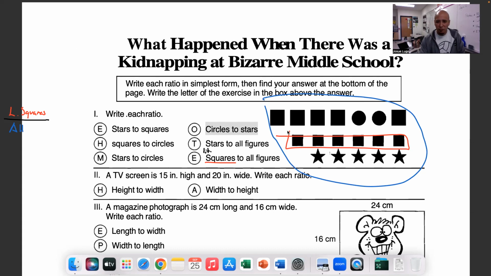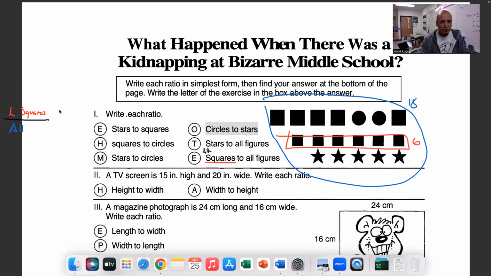All right, so how many little squares do I have? Well, just counting them, we have 1, 2, 3, 4, 5, 6 little squares. Out of how many total shapes? Well, we have 1, 2, 3, 4, 5, 6, 7, 8, 9, 10, 11, 12, 13, 14, 15, 16, 17, 18. 18 total shapes. Notice that those squares are part of that whole. So ladies and gentlemen, this is a part to whole comparison.